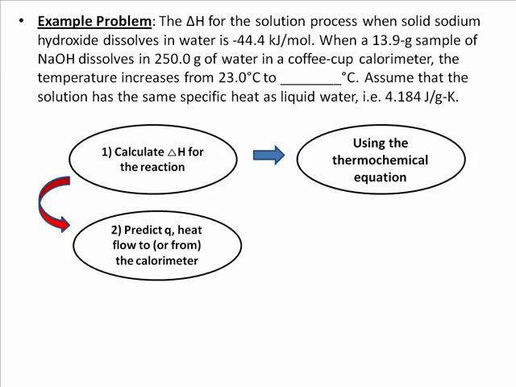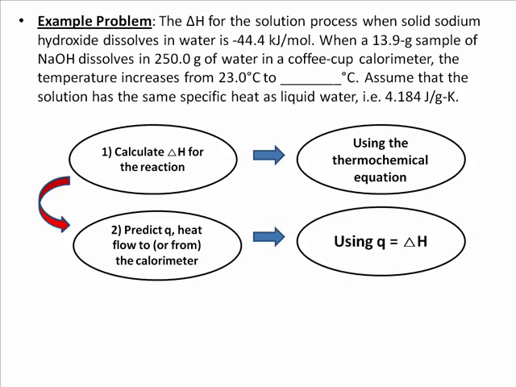Then the next step is to predict Q, the heat flow, to or from the calorimeter. Actually, in this case, it's an exothermic process, so this is heat flow out of the system and into the calorimeter. To do that calculation, we basically use the simple equation that Q is equal to delta H. The heat flow is equal to the change in enthalpy. So we'll tie the change in enthalpy for the chemical reaction to the heat flow, Q, going into the calorimeter. You could say this is kind of our bridge between the reaction and the calorimeter.